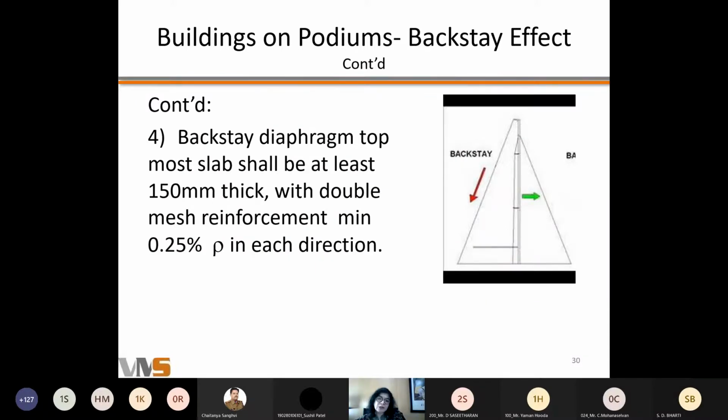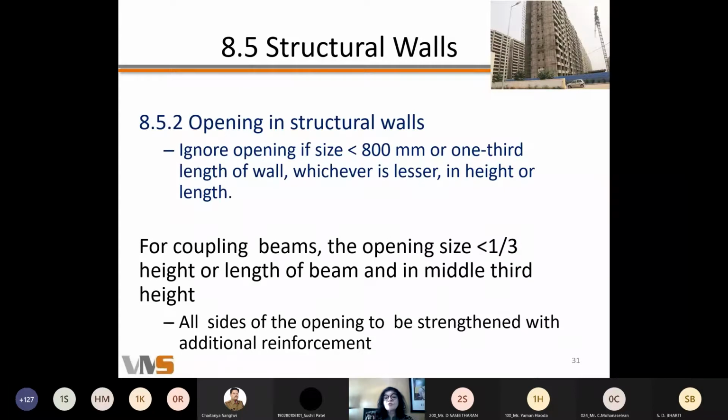If there's any issue, you can always talk to us through the code committee or whatever. If you have some ideas, maybe you think you have a good suggestion, we are always open to that. And there's a minimum requirement of what reinforcement you need to give in the first topmost podium. Now in structural walls, when you're designing it, again, there's a lot of relaxation: if a wall is less than 800 millimeters or 1/3 the length of the wall, whichever is lesser, there is an option to ignore those walls, because you still have a very good load path.